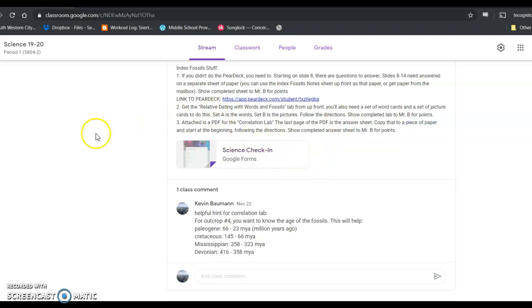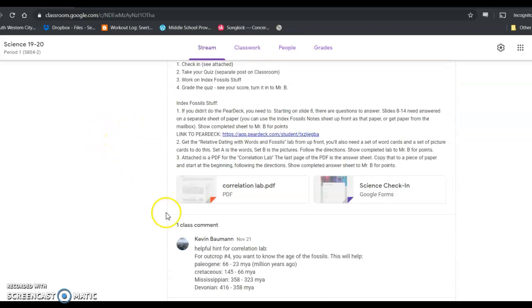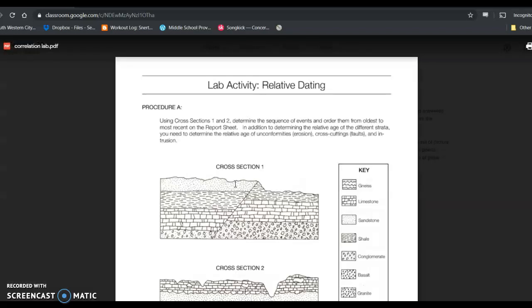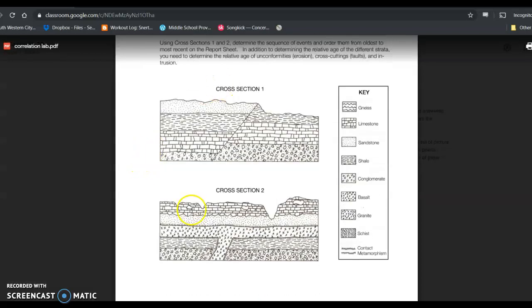Next one, it says attached to PDF for the correlation lab. It's actually not right here, but it's down here. This is what everyone's been asking me about. How the heck do I do this lab? Here we go. Correlation lab. Cross-section number 1 and number 2. What do I do? I put the layers in order. How do I do that?